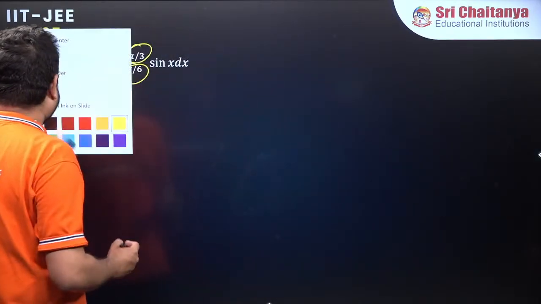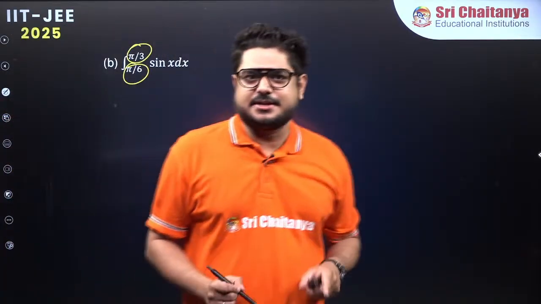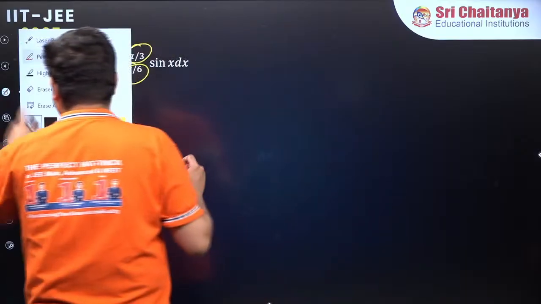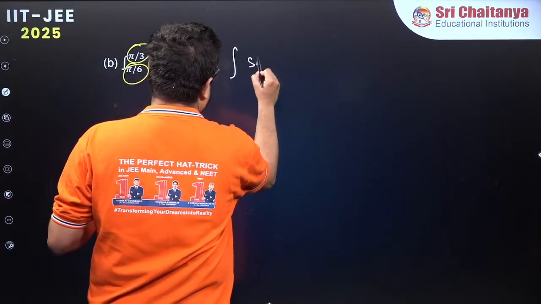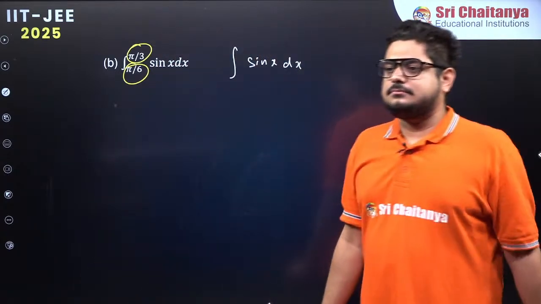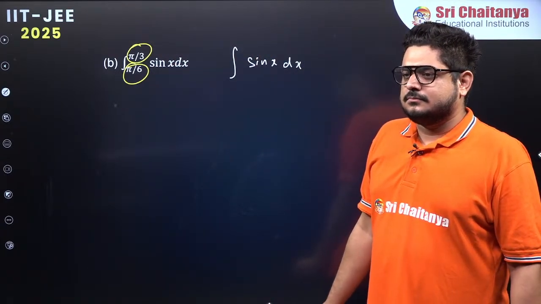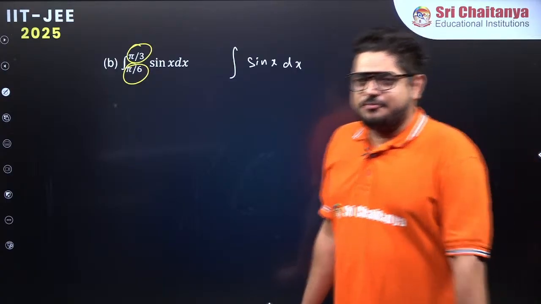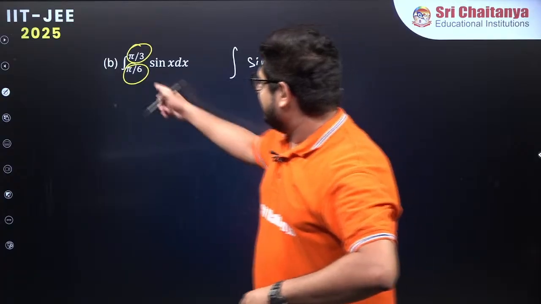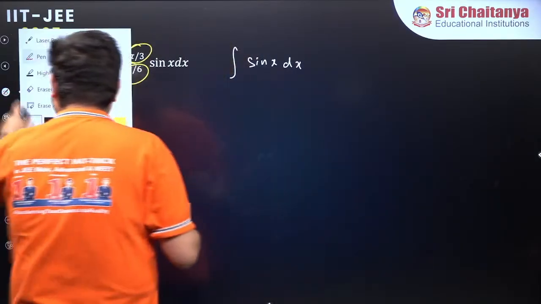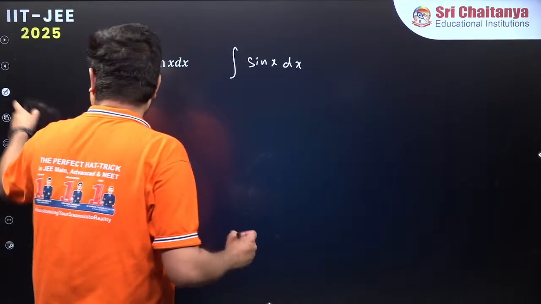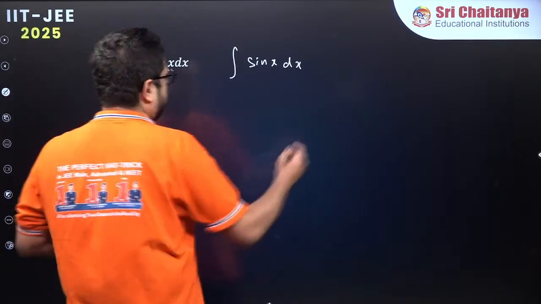Can you tell me the angle representation of pi by 3 and pi by 6? I will write it down as the integral of sine x dx. Write down what pi by 6 and pi by 3 are. Obviously, the upper limit has to be 60 and the lower limit has to be 30, right? Now let's test that, because our concept needs to be tested.